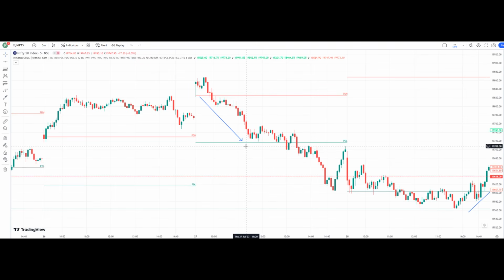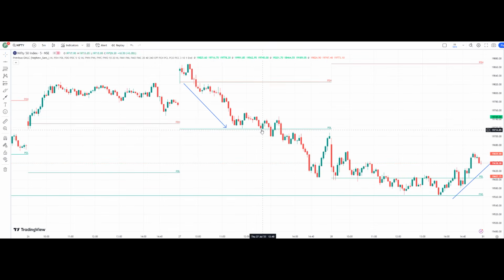And price took support at the previous day low. So this is the previous day low. You can see here, previous day low. So if you are taking any short trade here, you can book your profits exactly at the previous day low. So here I am not telling how to take the trade. I am telling what is the importance of the previous day high and low, or previous week high and low, and how those levels act as the support and resistance levels.